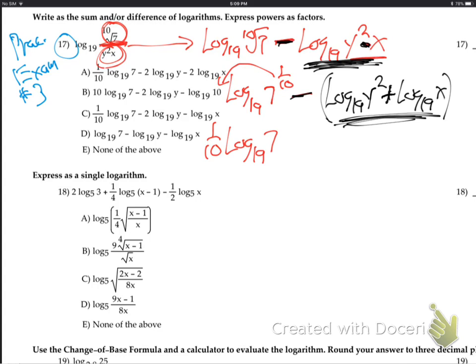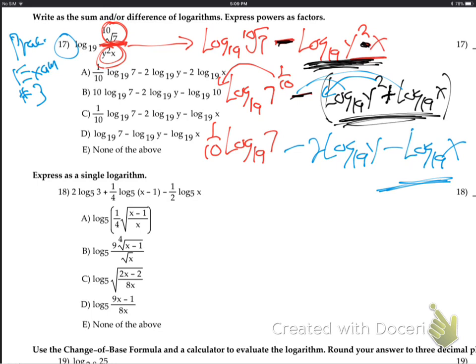And then you know what happens from there. That minus sign distributes, doesn't it? And this 2 is going to come to the front. So minus 2 log 19 y minus, it actually ends up minus log 19 x, because that minus sign distributes. So there's the actual answer, which is C.